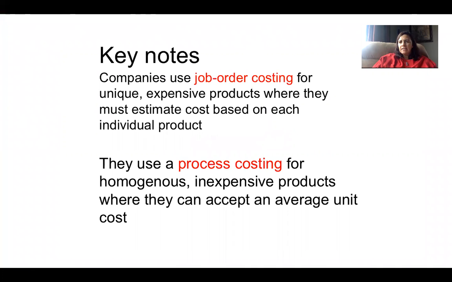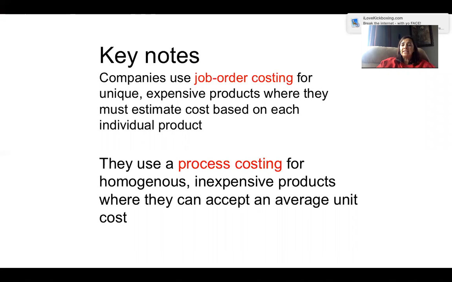So some key concepts and key takeaways from this chapter: we're talking about two types of costing, job order costing and process costing. Job order costing is for companies that have unique, expensive products where they must estimate costs based on each individual product. So you can think about that as like a custom house or something like that.